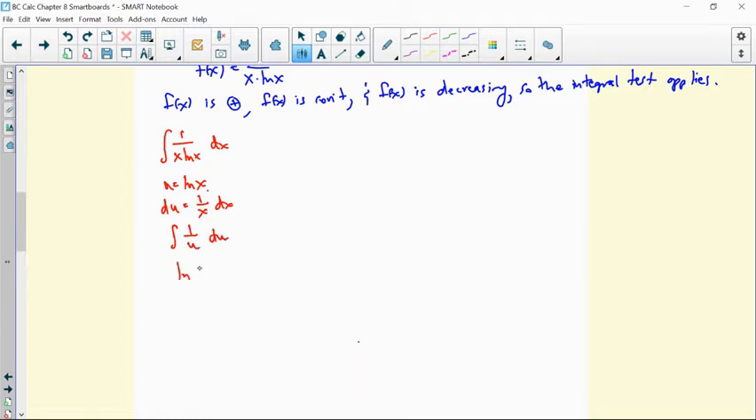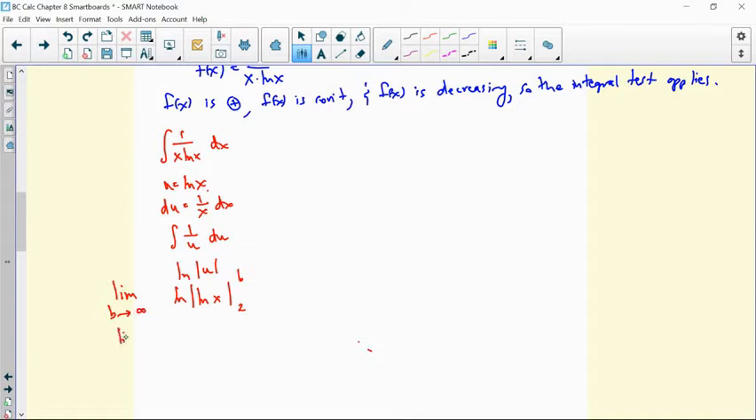which is natural log of the absolute value of u. Normally I'd say plus c, but we're going to put our bounds back in. So it's the natural log of the natural log of x when evaluated from our lower limit of 2 to the upper limit of b. Remember, this was an improper integral, so the limit as b goes to infinity.